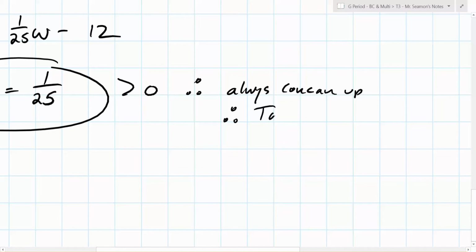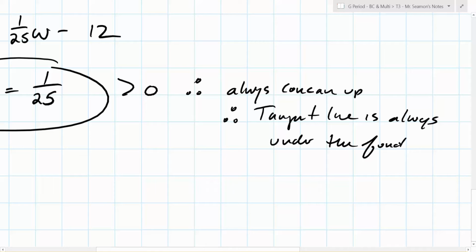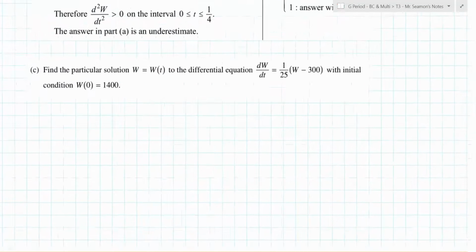What does that mean? Therefore the tangent line is always what? Yeah, always under the function. So therefore, this is a what? Underestimate. Yay! Okay, we're cruising.